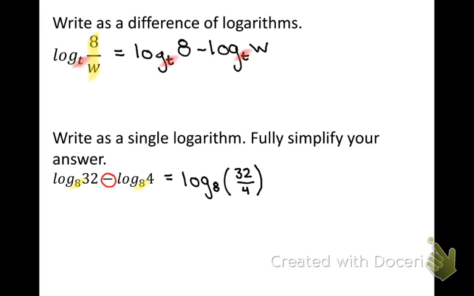But 32 over 4, I can reduce as a fraction. That's actually equal to 8. So this is log base 8 of 8. What do we know when the base and the argument are the same? Log base 8 of 8 is going to simply equal 1. Boom. All that simplifies just down into the number 1.